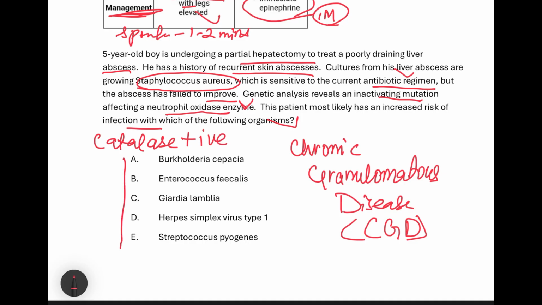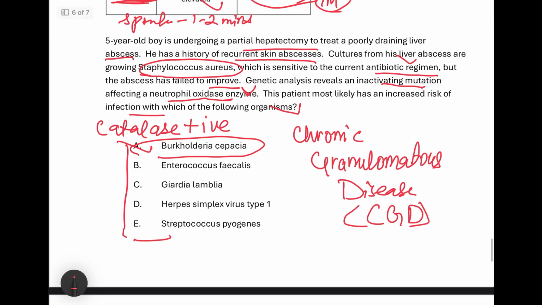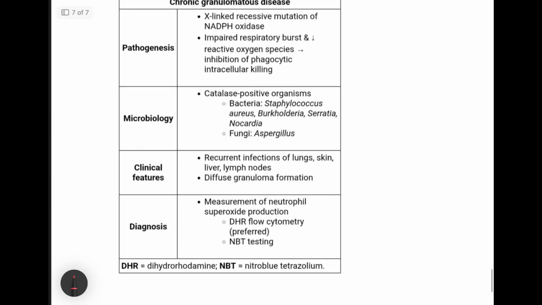Do you know which of these organisms is catalase positive? Yes, the catalase positive one is Burkholderia cepacia. This one is catalase positive. If we talk about other organisms, we also have a table.